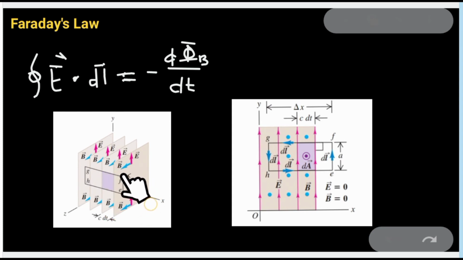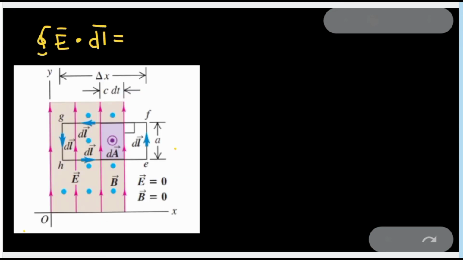So this is the 3D view. Now let's put on the side view. This rectangle lies on the XY plane, so it has a height of a and a width of change in x, as you can see here. Now, let's get the corresponding values of E dot dl and the negative change in magnetic flux over time for our wave. To begin, let's first take the left side of the equation, the integral of E dot dl, and look for its corresponding value for our wave.